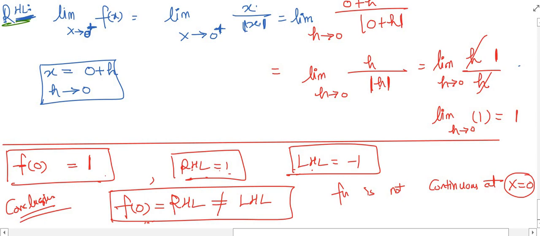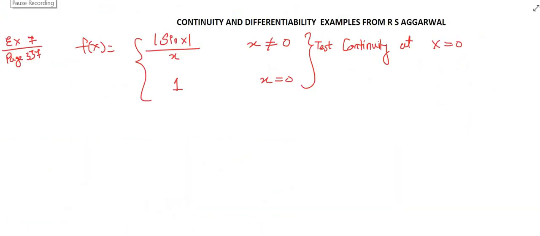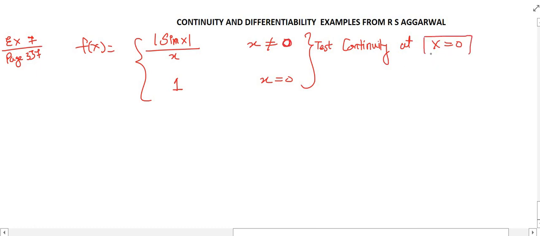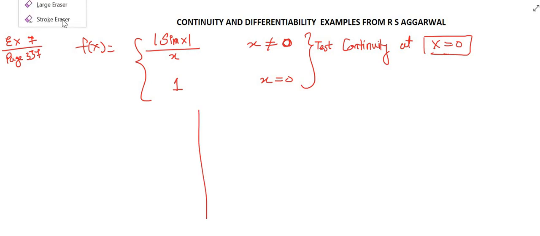Ready for the next question? This is example number 7 at page number 337, R.S. Aggarwal. f of x is equal to mod of sin x by x when x is not equal to 0 and 1 when x is equal to 0. So we need to check the continuity again at 0. Okay, this is a board question. So let's do RHL, LHL and function value parallelly.